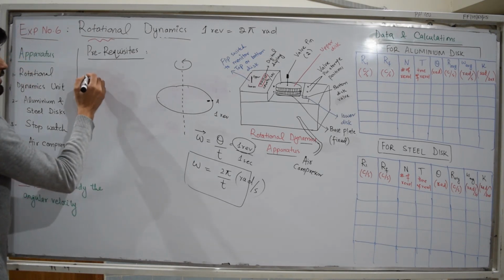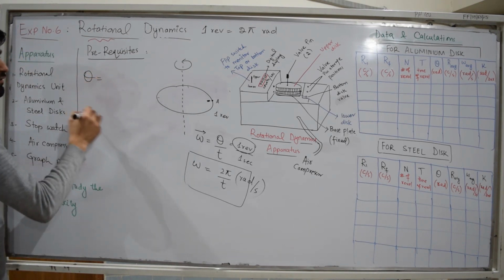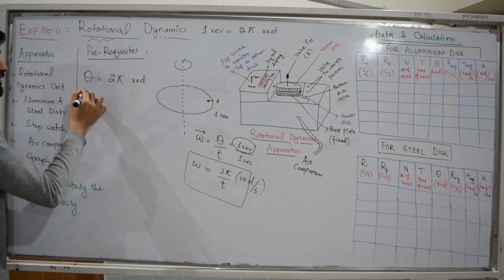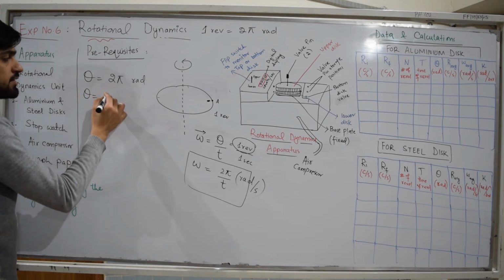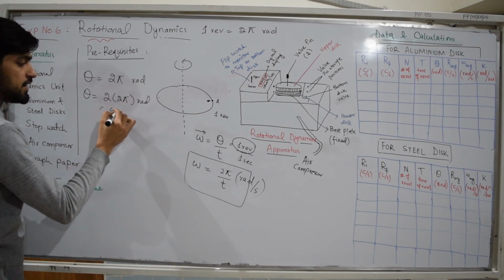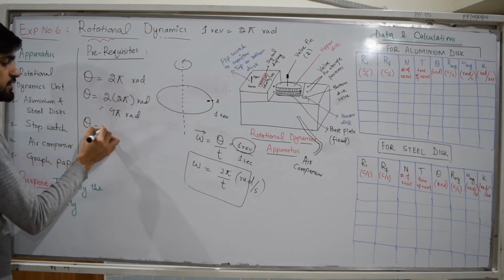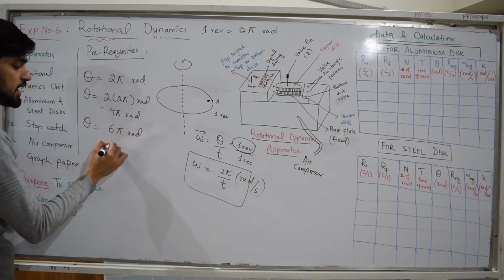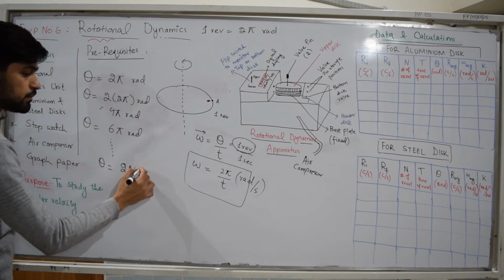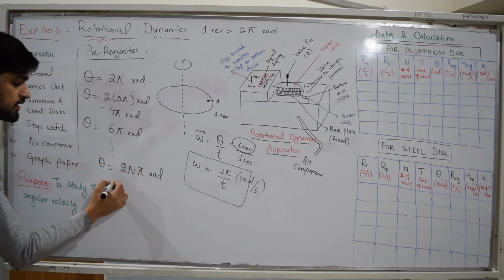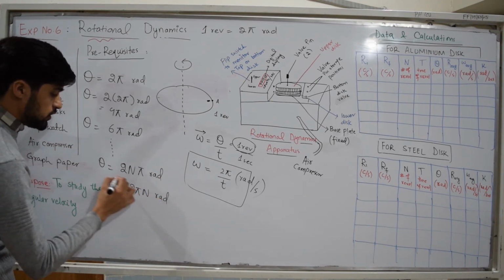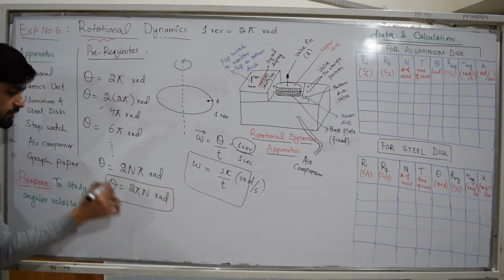Now one more thing: we know that for one revolution, theta is equal to 2 pi radian. Let's say if it completes 2 revolutions, then it will be 2 into 2 pi, which gives 4 pi radian. Then for 3 revolutions, it will be 6 pi radian. So for n number of revolutions, I can write theta is equal to 2n pi radian, or I can rewrite it as 2 pi n radian. We will be using these relations. That's why I am deriving this.